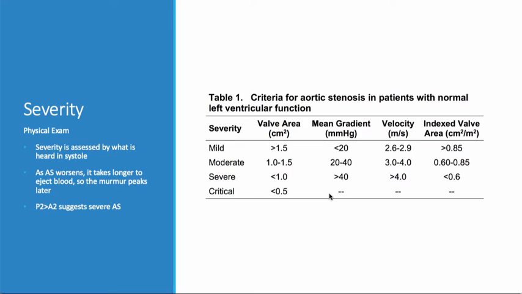Now, in your career, you will see echo reports. Well, this is what we use to define mild, moderate, and severe disease. When we talk about the valve area, we're talking about a calculation that tells us how big the valve area is when it's open. And so mild aortic stenosis is greater than 1.5 centimeters squared. Moderate AS is anywhere from 1 to 1.5, but severe is less than 1.